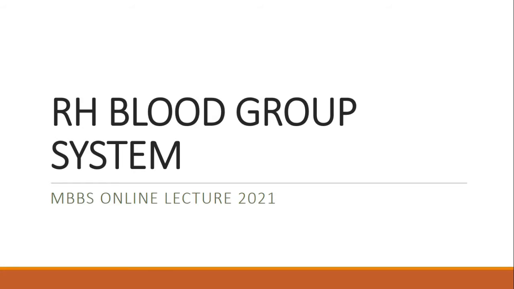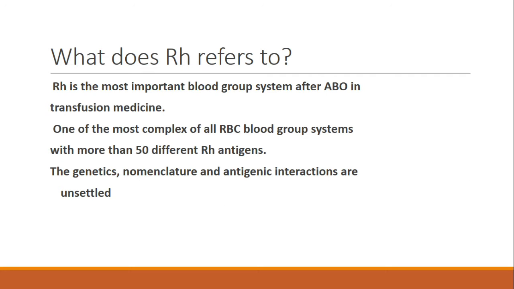The topic for today's lecture is the RH blood group system. As we have discussed in the previous lecture about the different blood group types, we discussed in detail the ABO blood group system. The RH blood group system would be easier if we are well aware of the ABO blood group system. It also has the same physiology as the ABO blood group system. So let's discuss it. What does RH refer to?